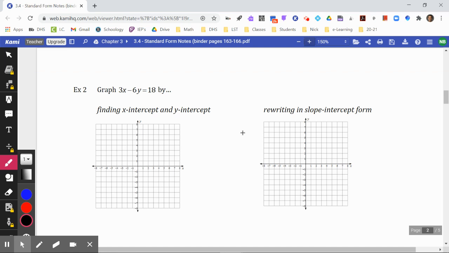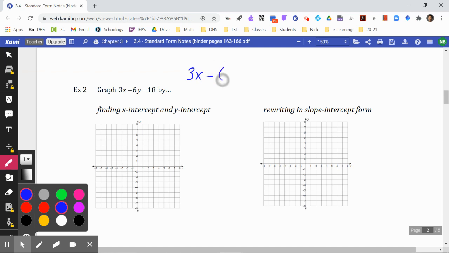then connect the dots. So again, to find my x-intercept, I'm going to plug in 0 for y. So we're going to get 3x minus 6 times 0 is equal to 18. Well, 6 times 0 is just 0, so I'm going to get 3x is equal to 18. I'm going to divide by 3 to both sides, and I get x is equal to 6. So my x-intercept is 6, comma 0.